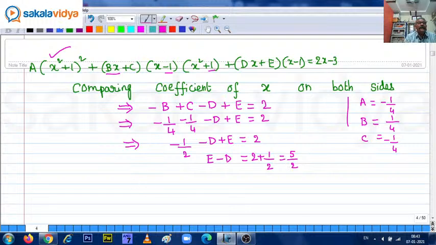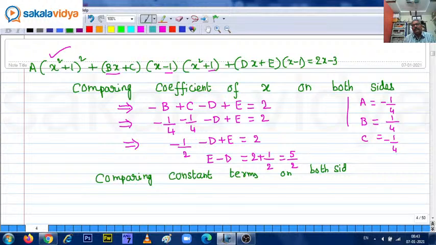Now comparing constant terms on both sides. Let us see what are the constant terms. Let me explain. See here, 1 square is 1, a into 1 is a, that is, here c into minus 1, minus c into 1, minus c, that will be minus c.